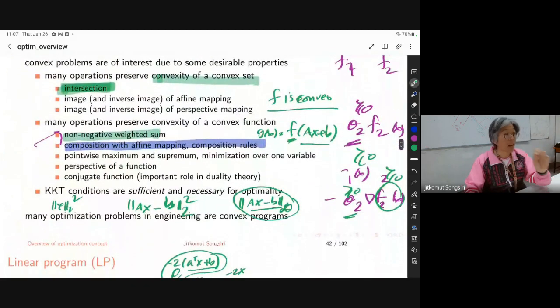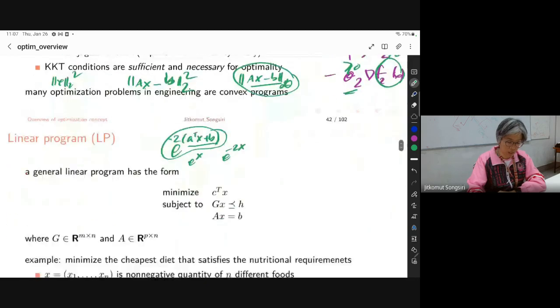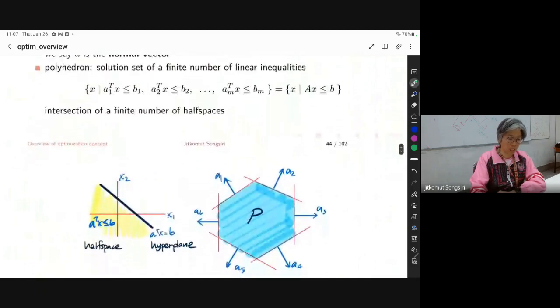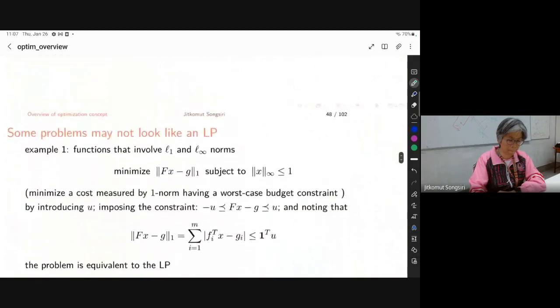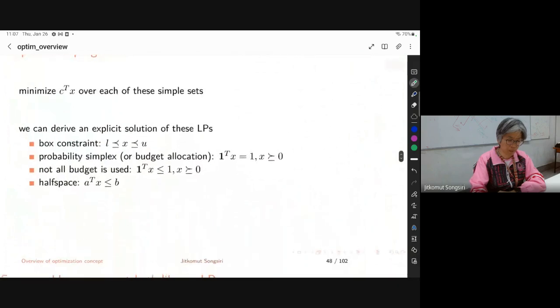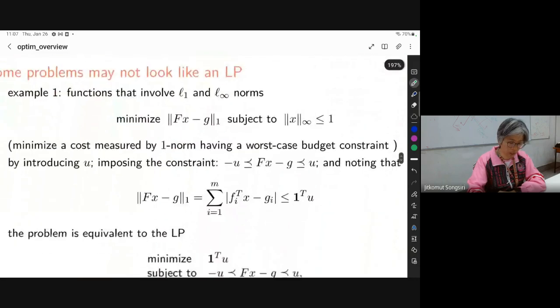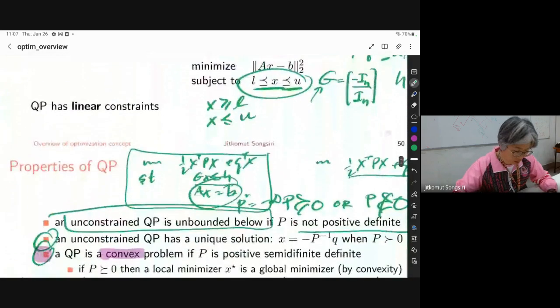Okay. Last message. A convex problem is a problem of minimizing a convex objective with convex constraints. Clear? LP and QP are examples of convex programs. Okay, let's stop here.